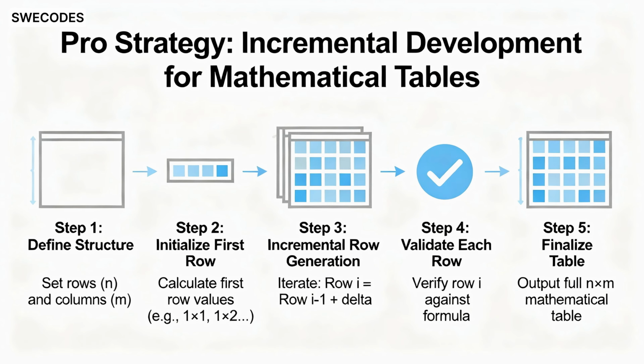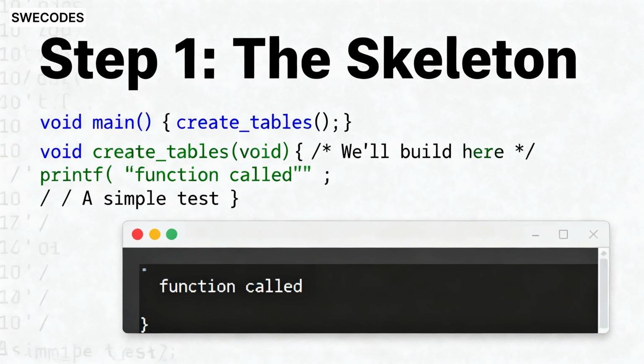This means you build and test in small, manageable pieces. It saves hours of debugging. Step 1, the skeleton first. We build the absolute minimum, a main function that calls our create_tables function.